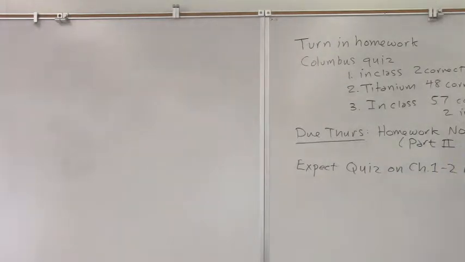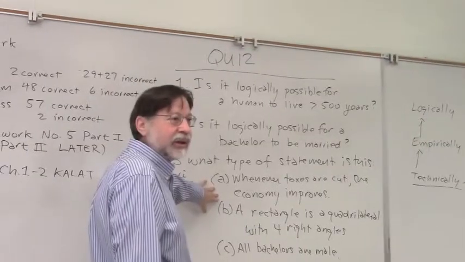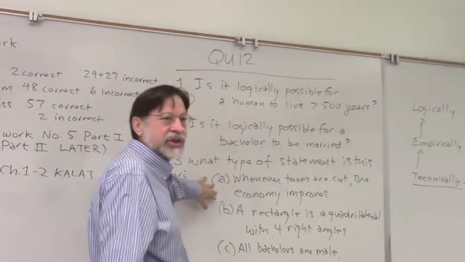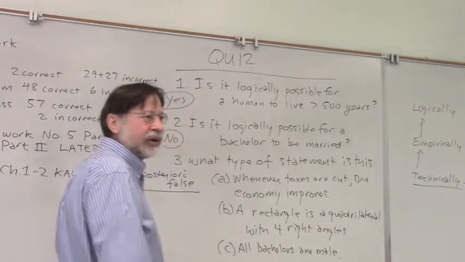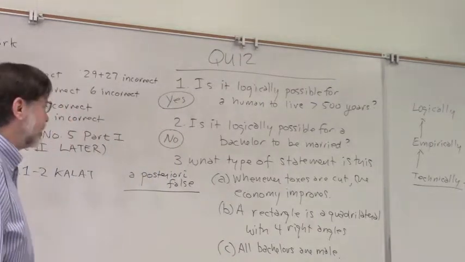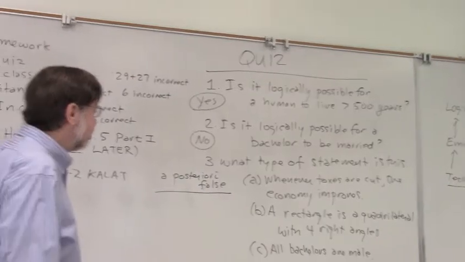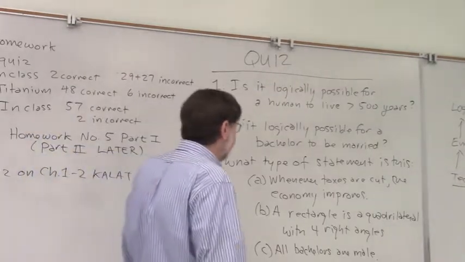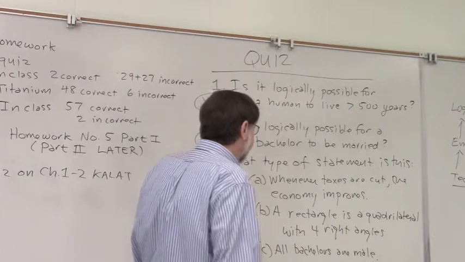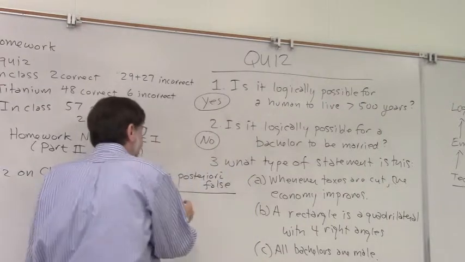We changed the definition of unemployment under Reagan in order to make the unemployment figures look a little bit better. They looked better after they changed the definition. They said, we're not going to count all the people that aren't working as unemployed anymore. So it's a posteriori false based on evidence. A rectangle is a quadrilateral with 4 right angles. This is a definition.